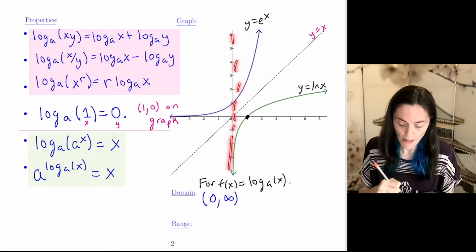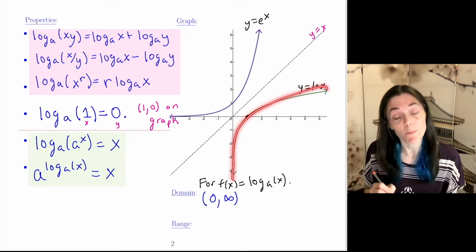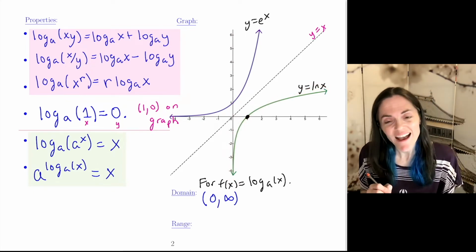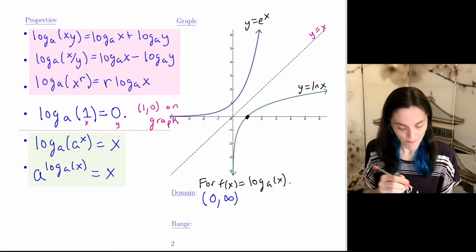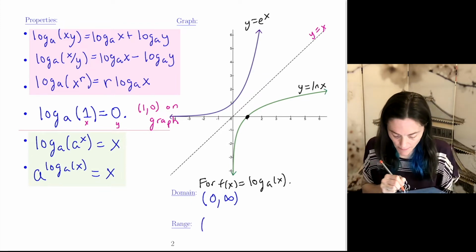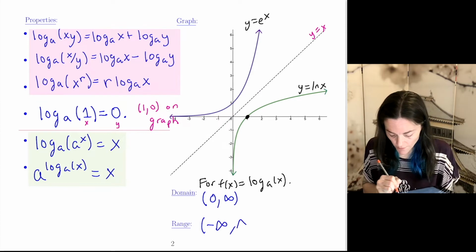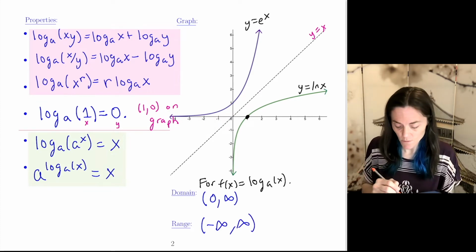Here, this is a vertical asymptote. The domain is just positive numbers. In fact, this is the range of the exponential function. And similarly, the range of the logarithm, well, this is minus infinity to infinity.